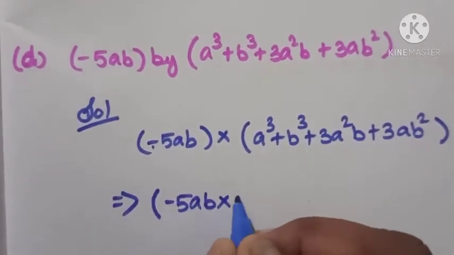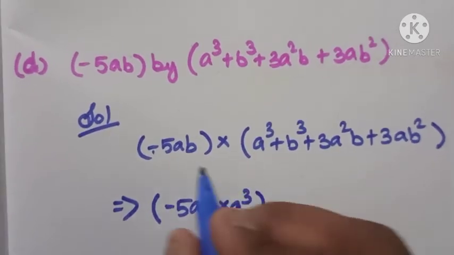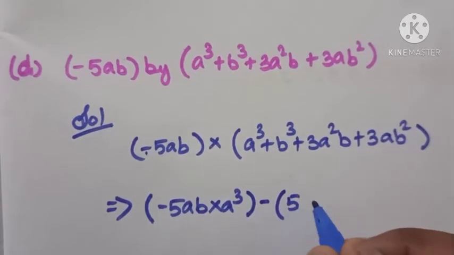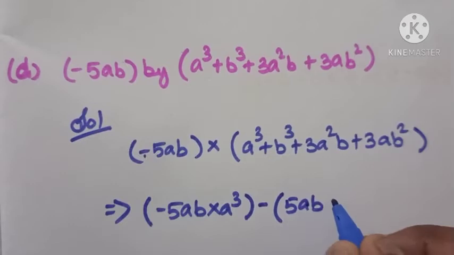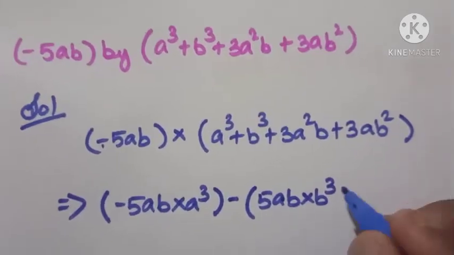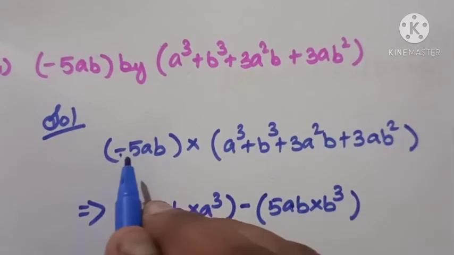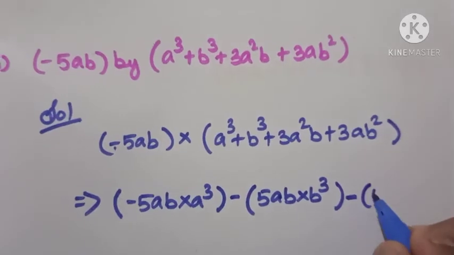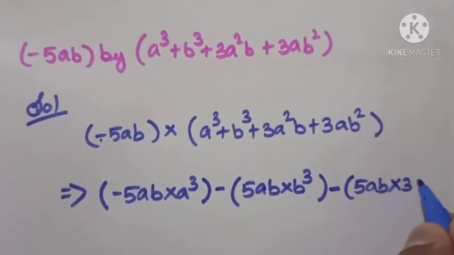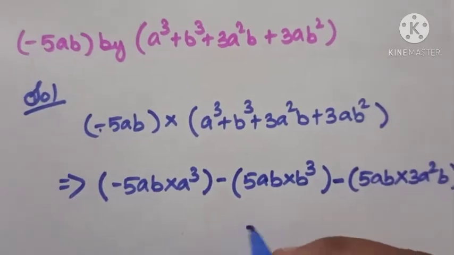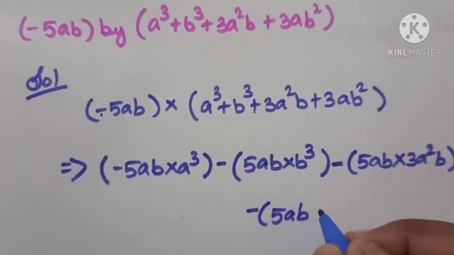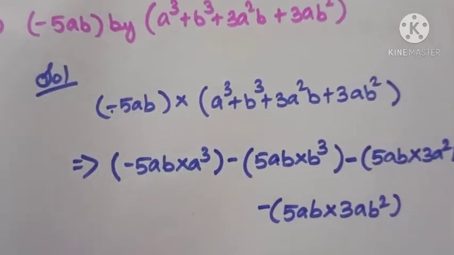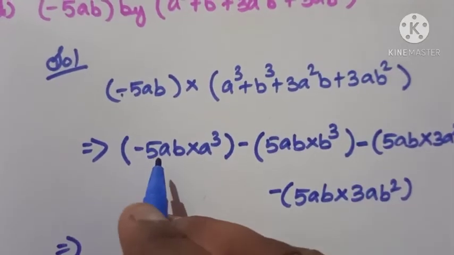5ab is multiplied with a cube, minus into plus is minus, so 5ab multiplied with b cube, and again you can see everything compared with the plus gives minus only. So 5ab is multiplied with 3a square b, and the next one, minus 5ab is multiplied with 3ab square. Okay, so now normally you need to multiply and compare the variables.